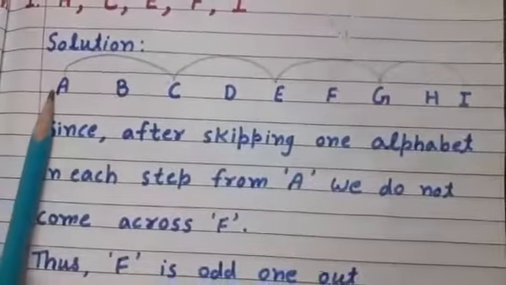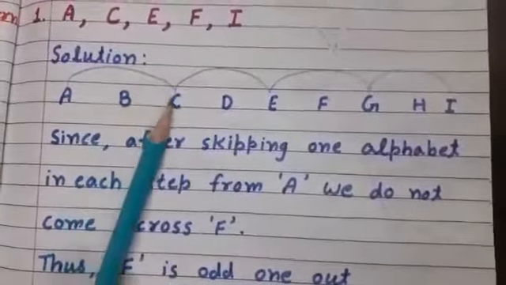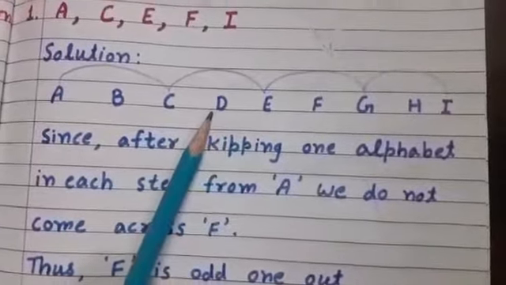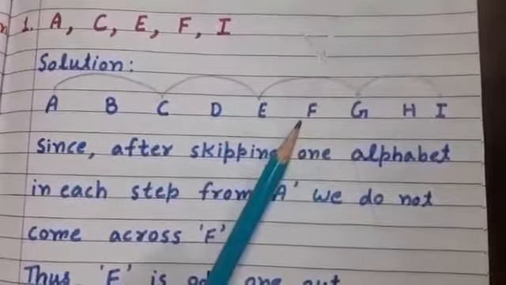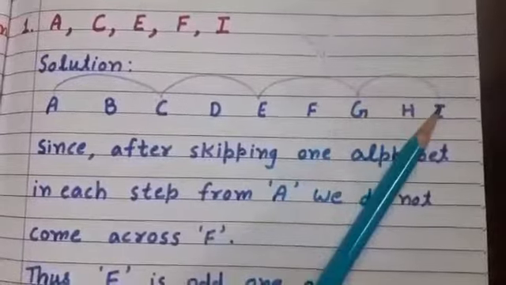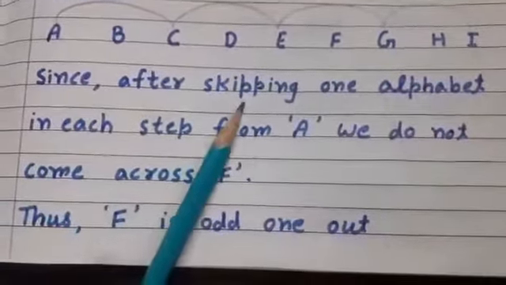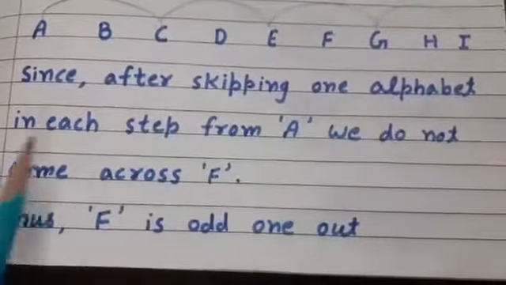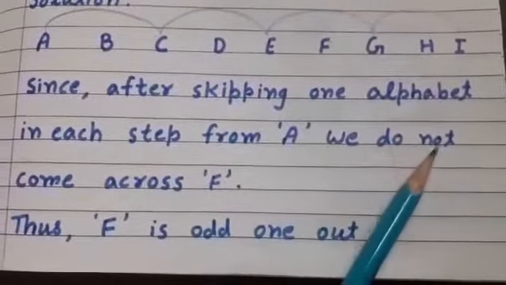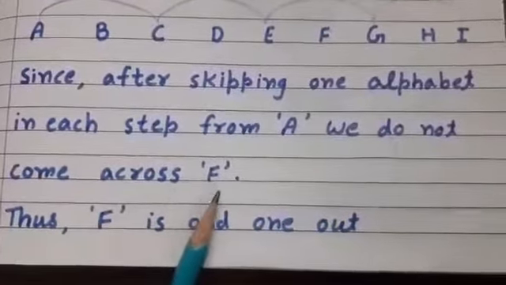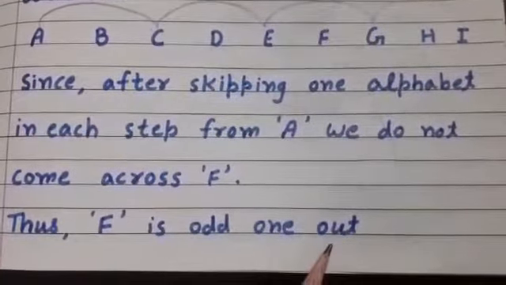When we go from A to C, we skip B. C to E, we skip D. E to G, we skip F. And from G to I, we skip H. Since after skipping one alphabet in each step from A, we do not come across F, thus F is odd one out.